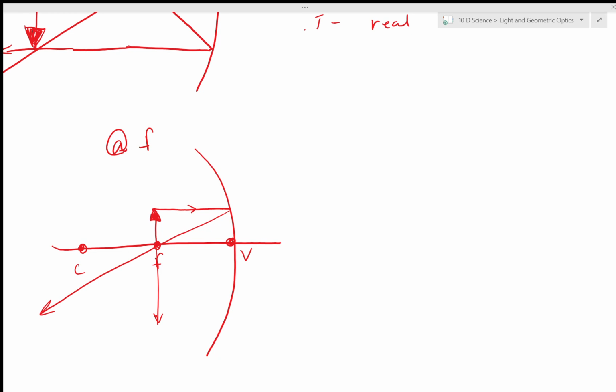When you have an object sitting at the focal point, the image actually disappears. There is no image formed. Okay, so there is no image at the focal point.